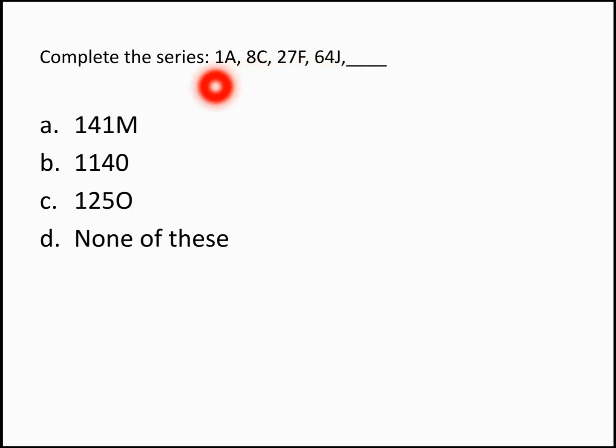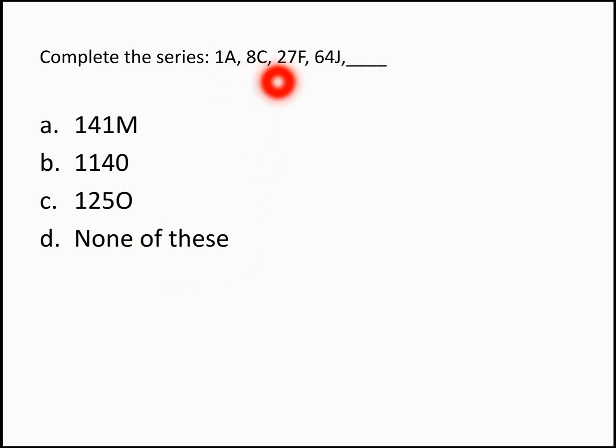Complete the series 1A, 8C, 27F, 64J. It's very easy. 1, 8, 27, 64 are perfect cubes, right? 1 cube, 2 cube, 3 cube and 4 cube. The next one is going to be 125. However, since you have got the option as none of these, let's check the letters as well.